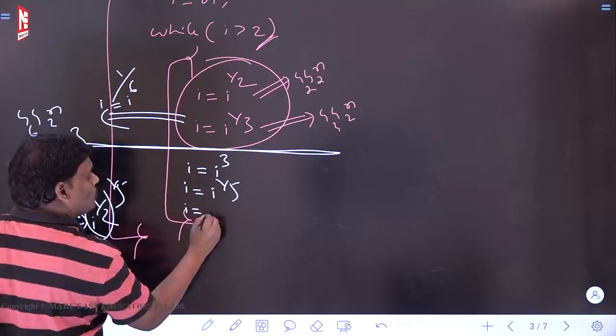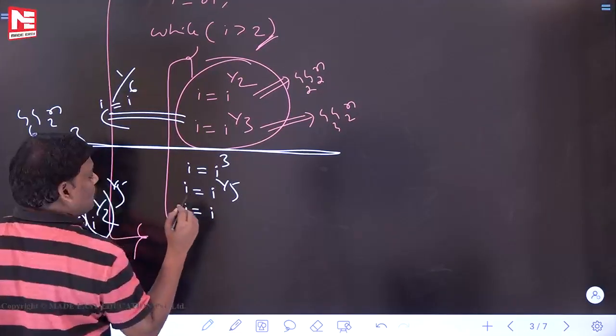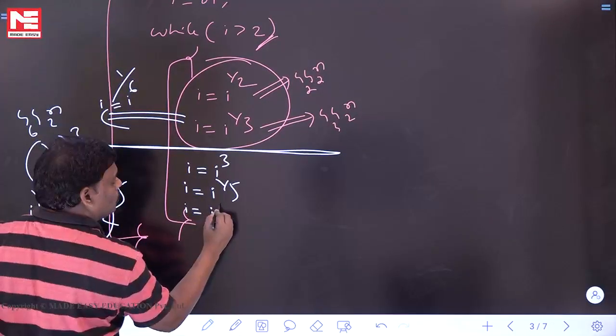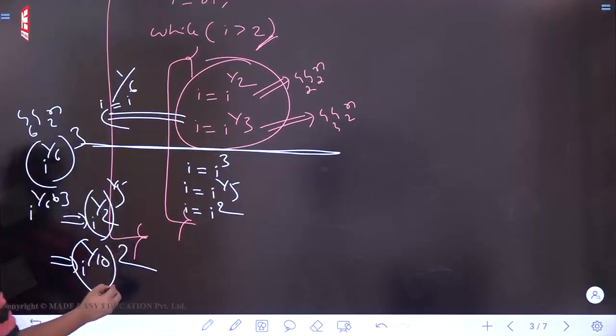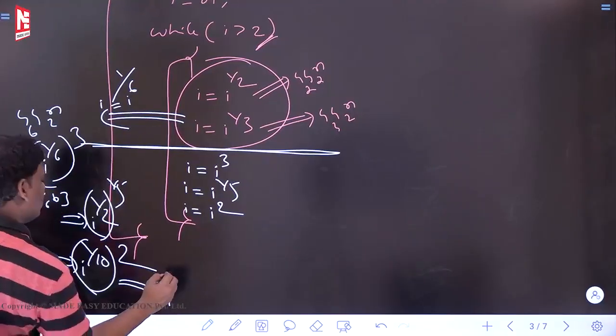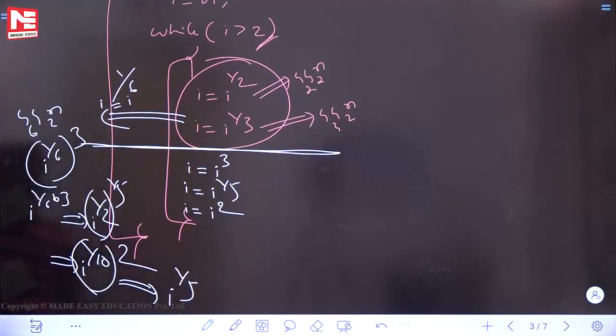I is equal to I power 2. What is the meaning? For this one, whole power 2, which will go to what is the answer? I power 1 by 5, because into 2 I have done. 1 by 10 into 2, I think it is going to be 1 by 5.